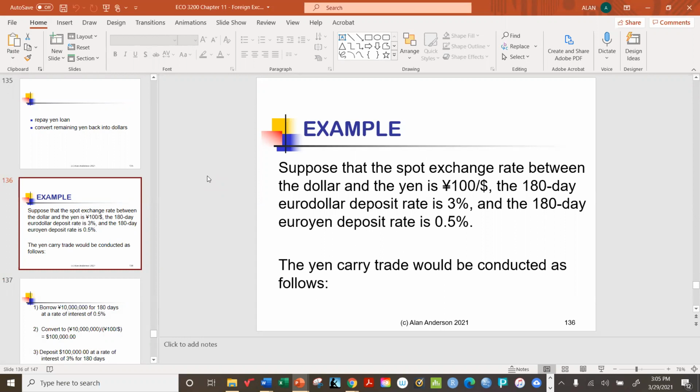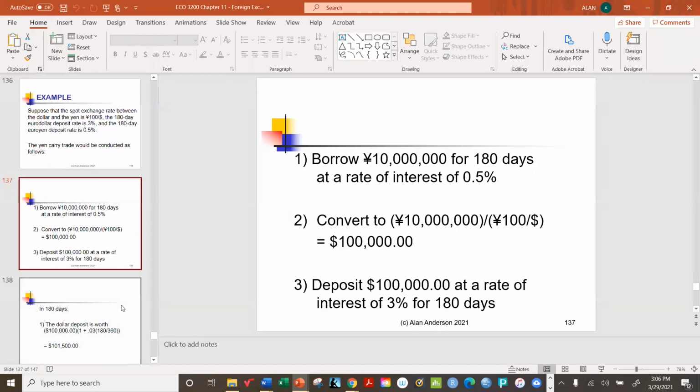So how would this work in practice? All right, now keep in mind you're always borrowing in these cases. So we have to start, we want to borrow yen because the interest rate is so low compared to the United States. So let's do that. Let's assume that we're going to borrow 10 million yen for 180 days. The rate of interest that will be charged is 0.5%, which is an annual rate, by the way. And as soon as we get our hands on those yen, we immediately trade them for dollars at the current spot exchange rate, which is 100 yen per dollar. So that means we'll have 100,000 US dollars.